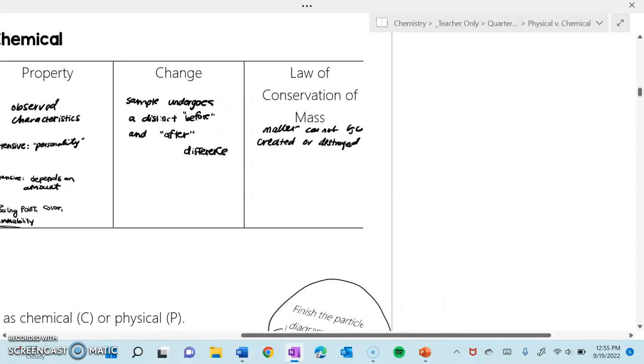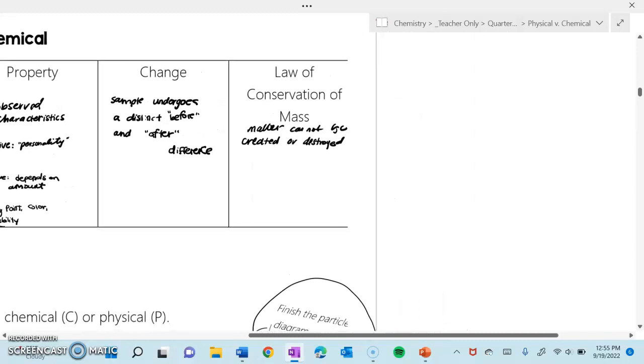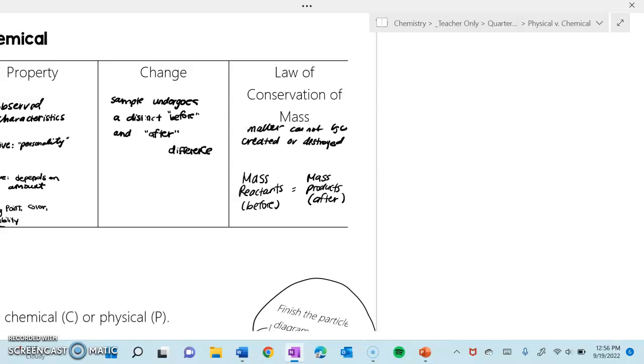Another piece of information we can get from the law of conservation of mass is that the mass of the reactants, or before, will always equal the mass of the products, our after, because it can't just disappear. And that will be helpful when we're looking at our math skills on Wednesday, looking at reactants and products, and the mass that was used has to be equal to the mass that was produced in the end.